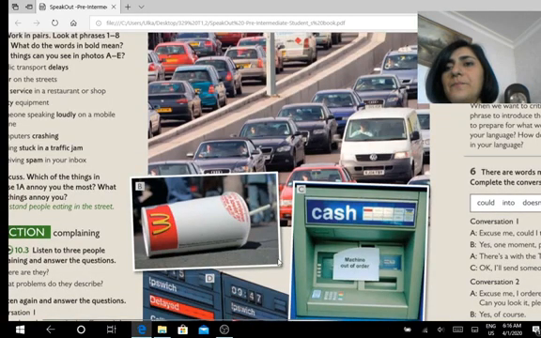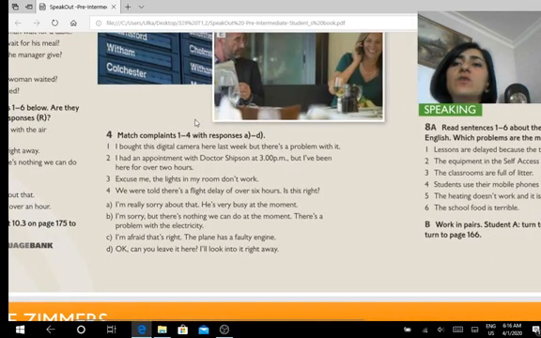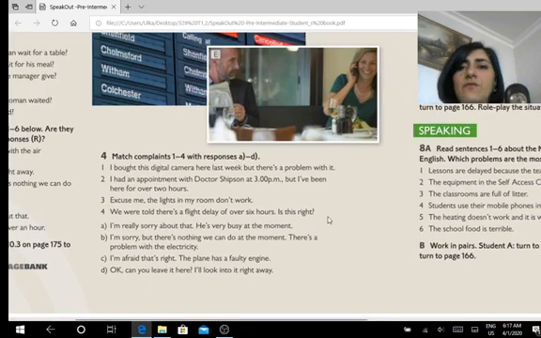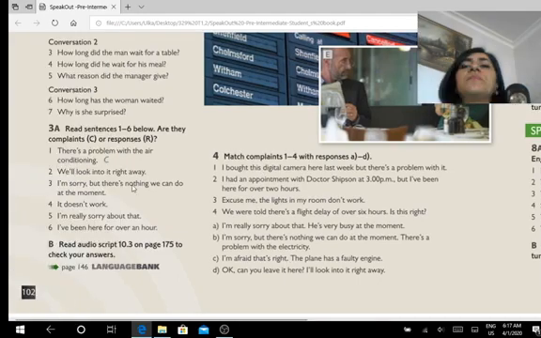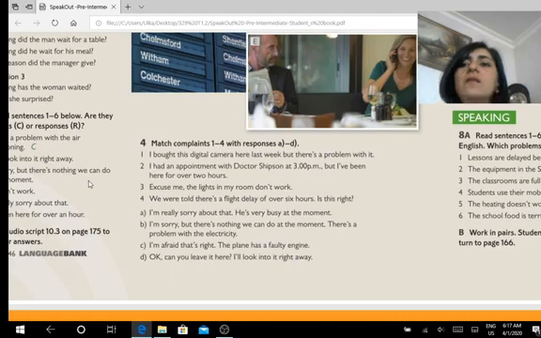So next is exercise 4. After 3, we switch to exercise 4. It's below the photos. Match complaints from 1 to 4, it's here, with responses from A to D. It's here below. Okay? So it's not difficult. You just read the first part, the complaint, and then you find the response. Okay? Actually, this is close to what you have just done in 3A. But here, the task is that you just match them. The problem, the complaint, and the response. Okay?